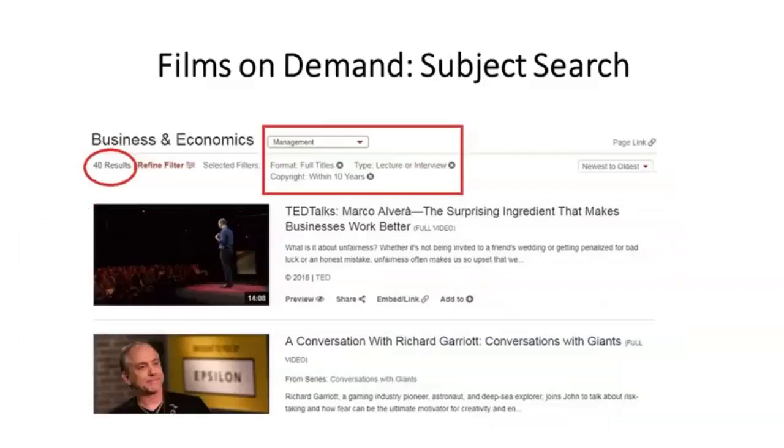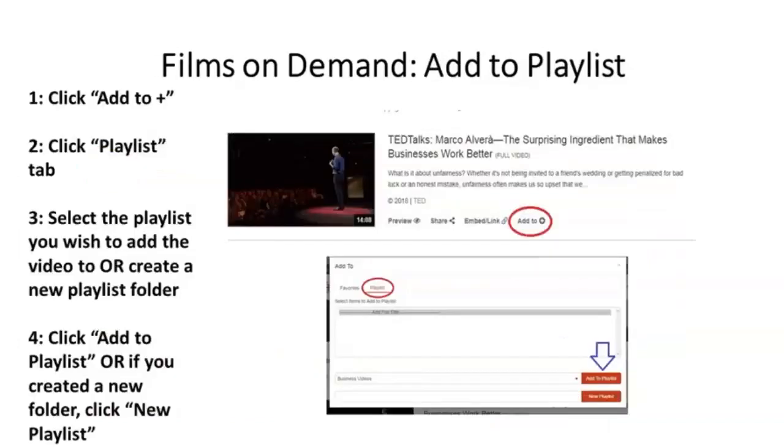The last tip I will show you today is how to add a video to your playlist. Once I found a video that I like, click the Add To link next to the plus sign icon located under the video's description. Next, click the Playlist tab. You can either select a previous playlist that you wish to add the video to and click Add to Playlist, or if you wish to create a new playlist, you will type in the new playlist title name in the box next to New Playlist and click on New Playlist once the new title is entered.